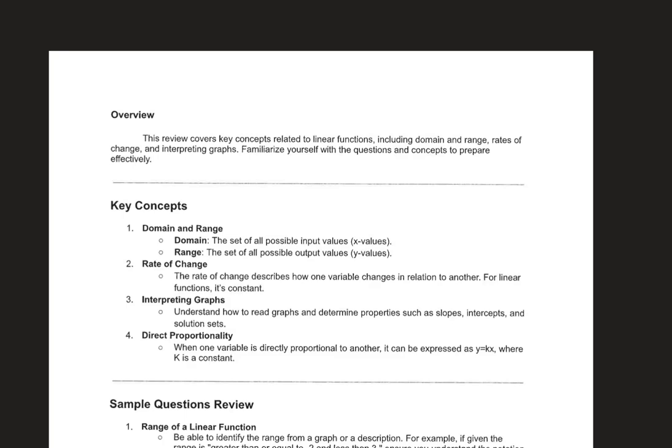Okay, we are going to go over the CBA 2. This is going to be the review for that assessment to go ahead and help you get things ready and to help you review all the concepts before we take the CBA.